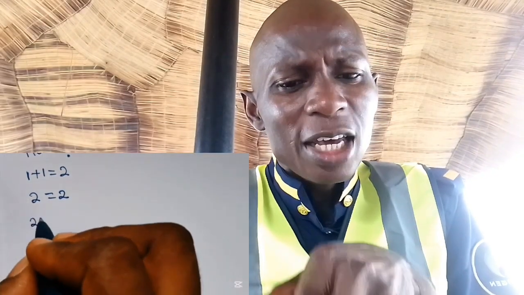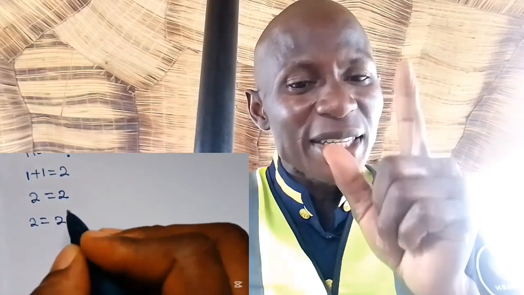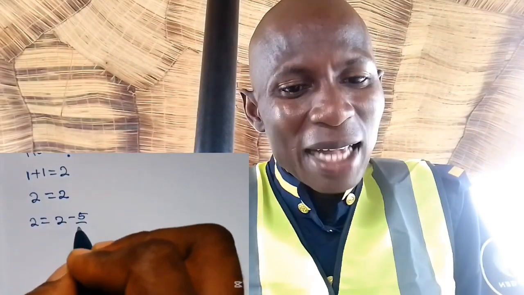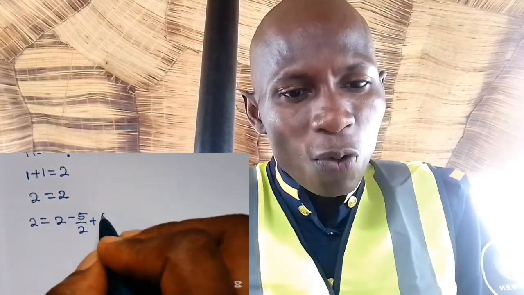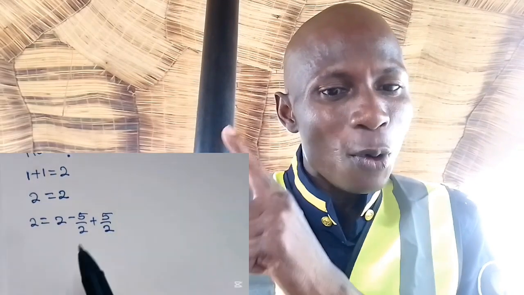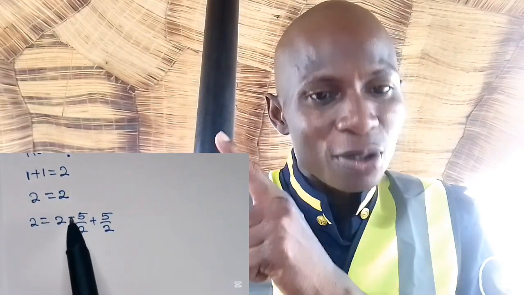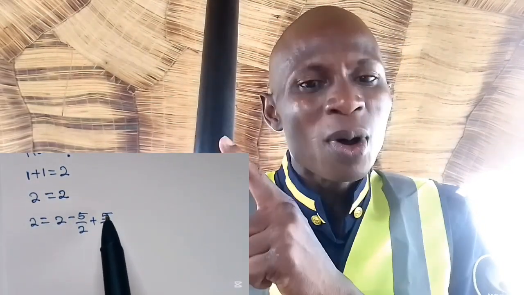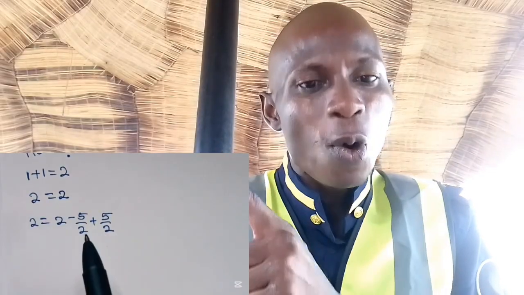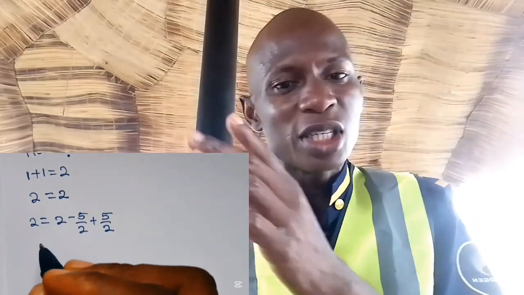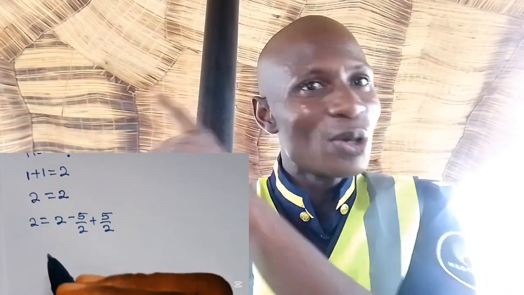So we just have 2 is equal to 2. Now, as I add 5 over 2 and subtract 5 over 2 again, I've not changed anything, because minus 5 over 2 plus 5 over 2 will definitely give me 0.